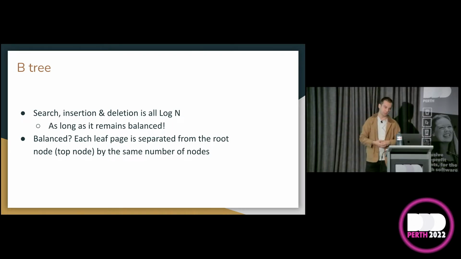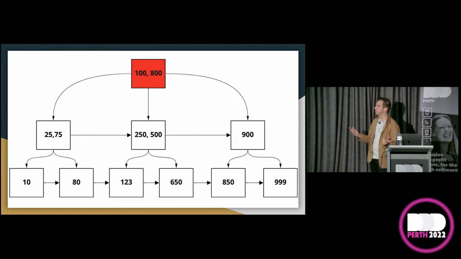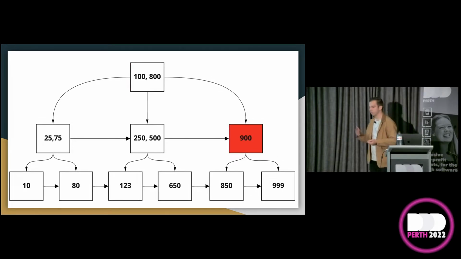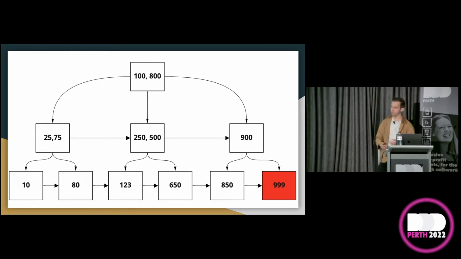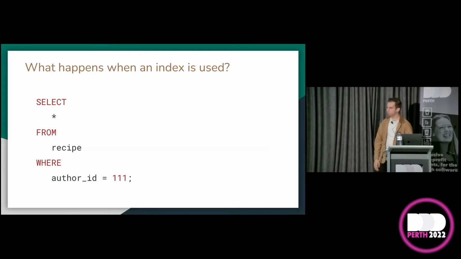That means it's balanced. So say for searching, I want to find value 999, which is at the bottom. I start at the root node. 999 is greater than 800, so we go to 900. 999 is greater than 900, so we go to 999. Ta-da, found our value.